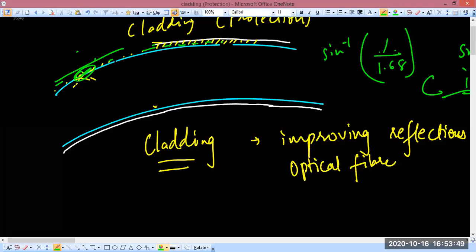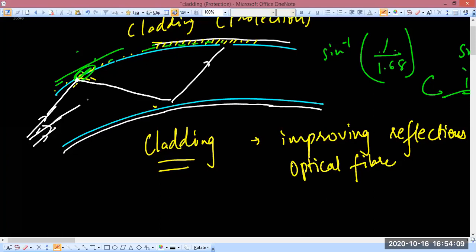Suppose you are sending light from here, then it is possible that all the light rays are not parallel to each other. So if a ray is slightly tilted like this, then when it hits here, it will travel a longer path. I hope you understand what I'm saying. The straight ones travel less distance. Agreed? This one has to bounce more. Yes or no? You understood what I'm saying?